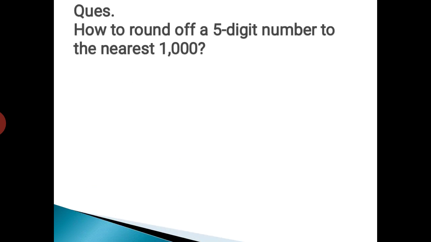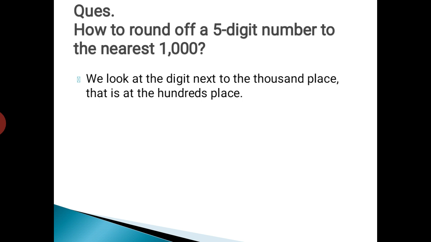So now children, you have to tell how to round off a 5-digit number to the nearest 1000. Just now we have discussed a few examples. So what can you tell? How can we round off a 5-digit number to the nearest 1000? Yes, so the first step is we look at the digit next to the thousands place. Which digit is next to the thousands place? That is the hundreds place. So whenever we need to round off to the nearest 1000, we always look at the digit which is at the hundreds place.